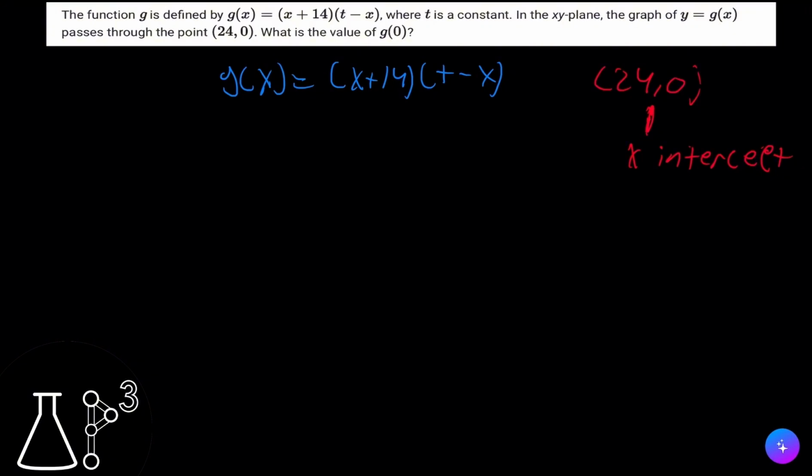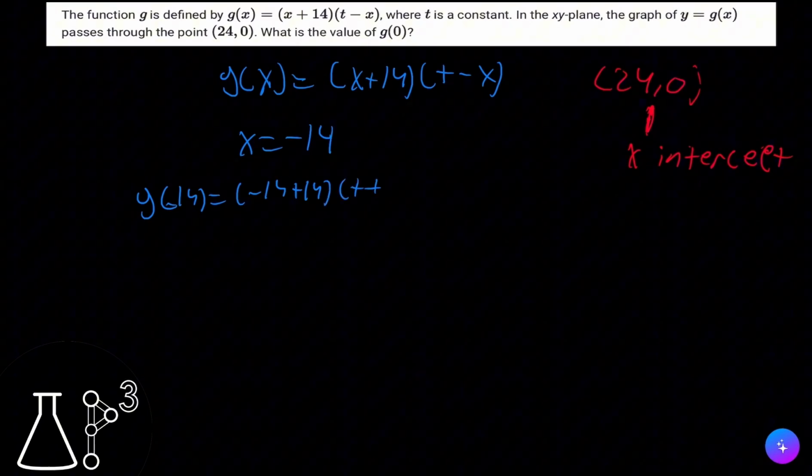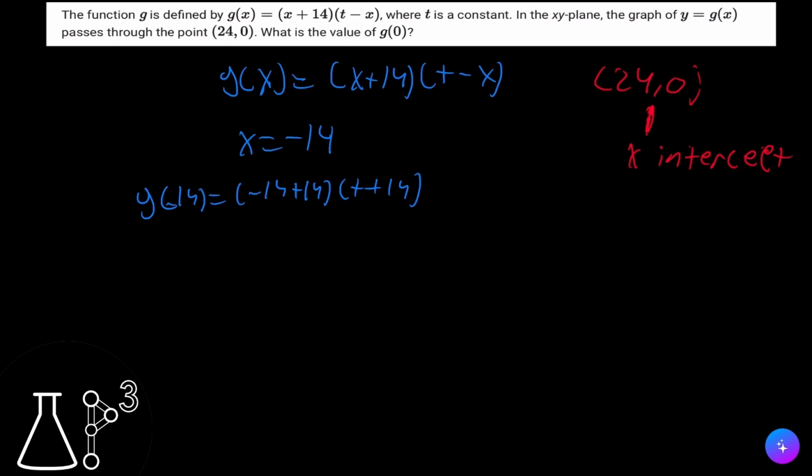So we have an x-intercept of x equals -14, because if I plug in -14 to the equation of g of x, I'm going to get g of -14. So g of -14 equals -14 plus 14, in parentheses, and then t plus 14 in this example. As we can see, -14 plus 14 equals 0, and then we have t plus 14. Any number multiplied by 0 equals 0, so g of -14 equals 0.